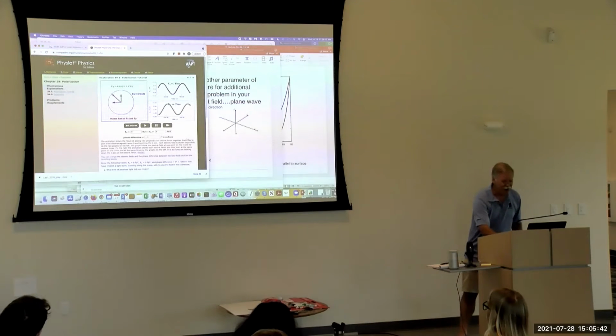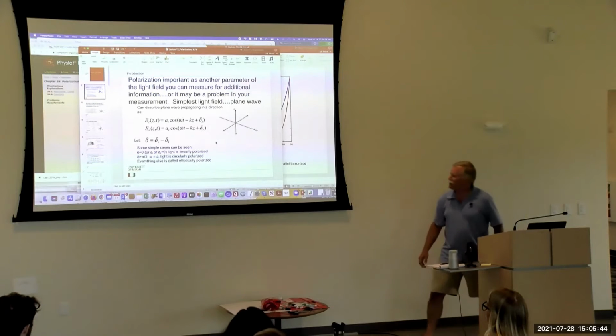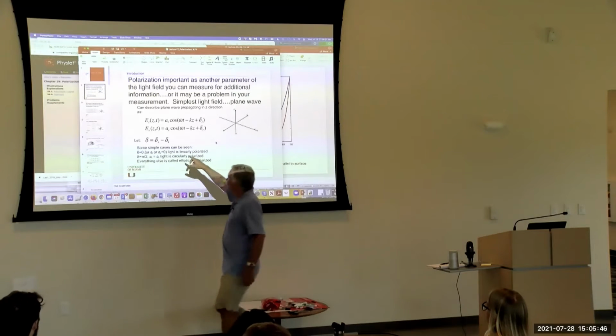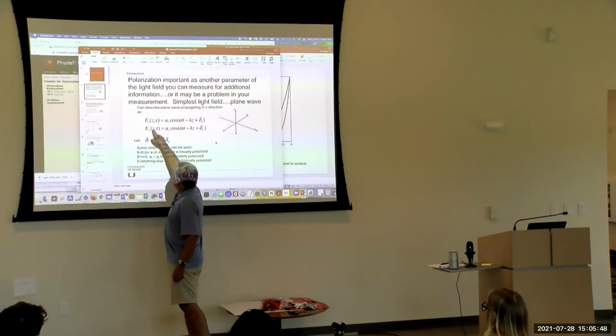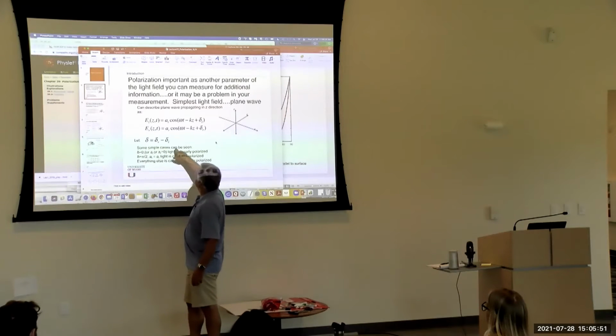Let's go back to the math, though. Okay, so this is basically the equation for the electric field in the L direction and the R direction, and what's important is the phase shift between them.